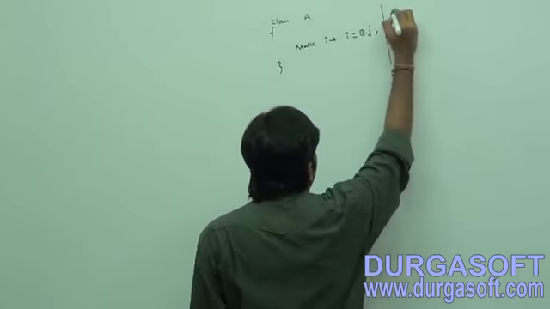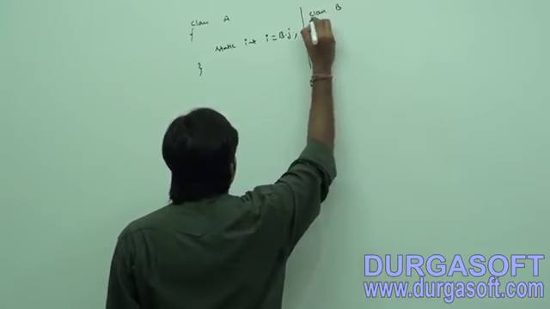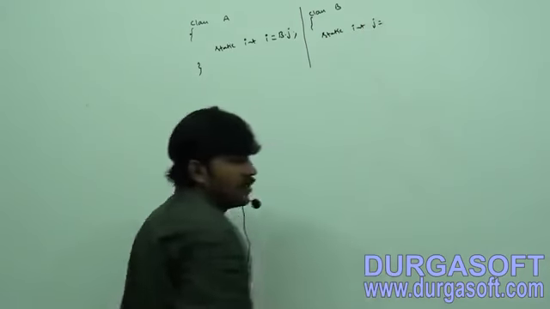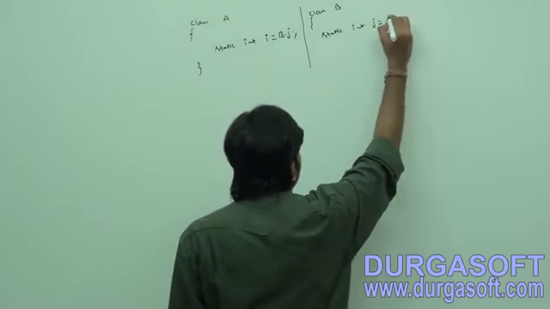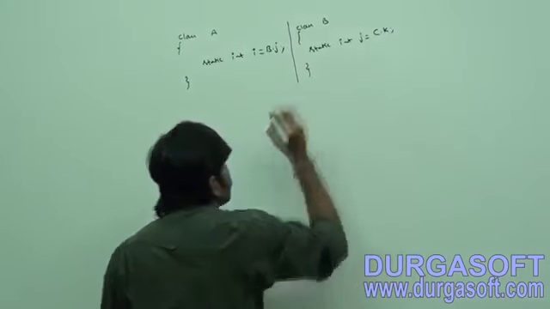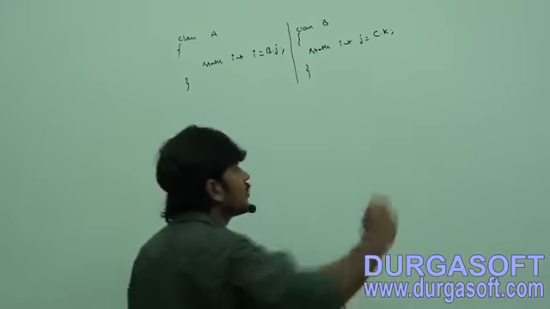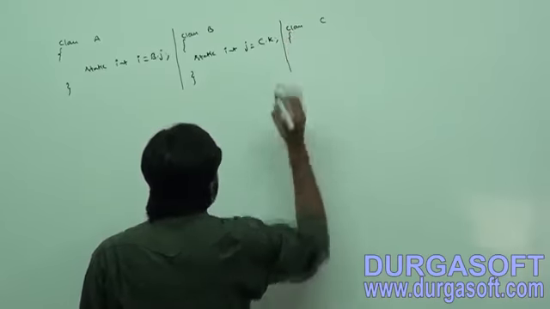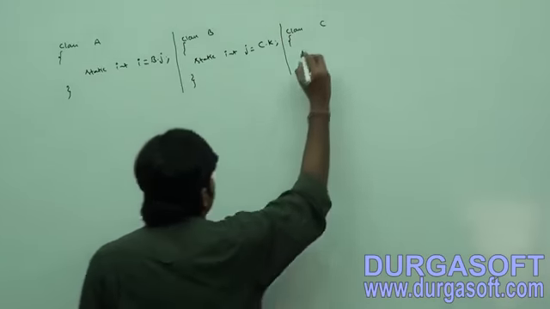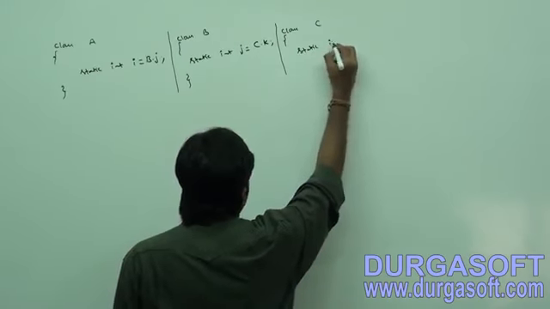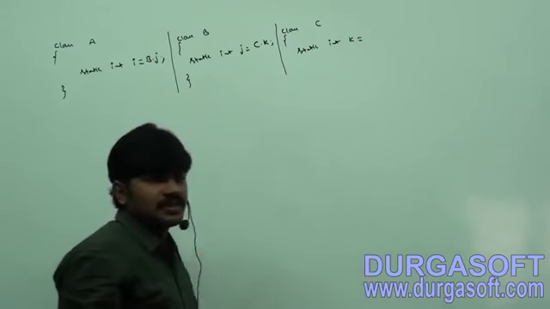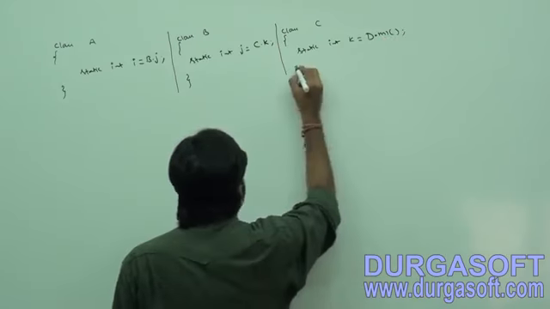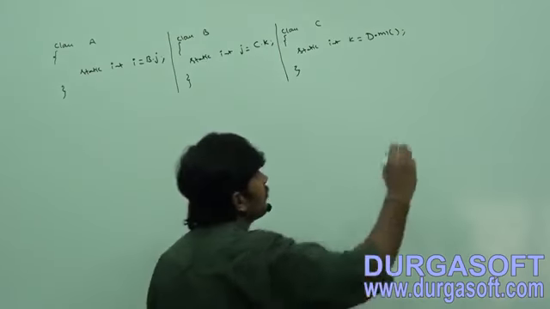Now I am taking class B, static int j. Static int j is equal to c dot k. Have you observed? C dot k. Like now class C I am taking. Next, static int k is equal to d dot m1 method. D dot m1 method, right?